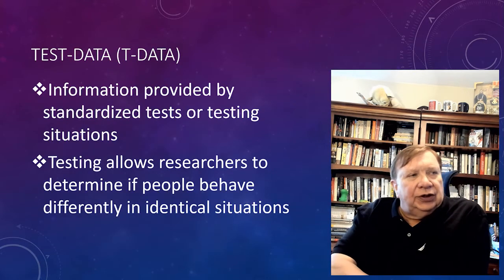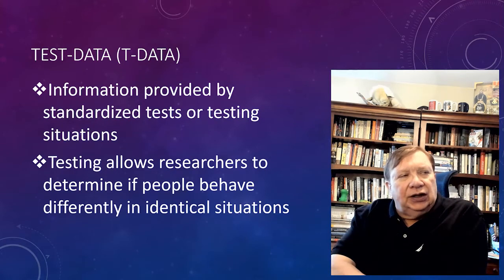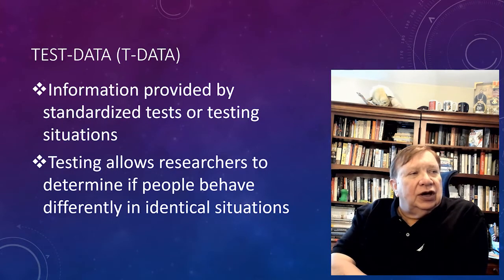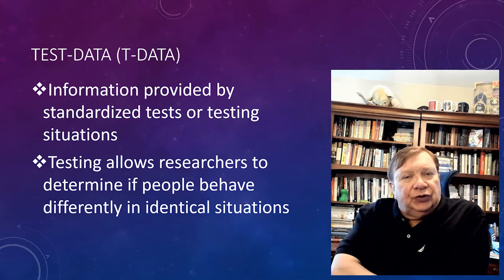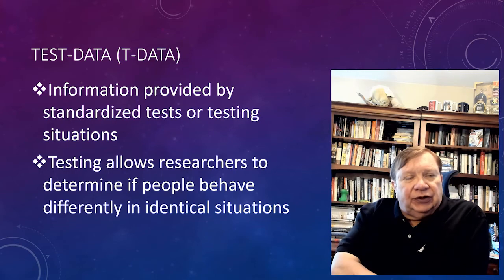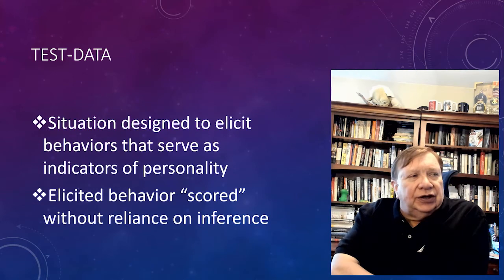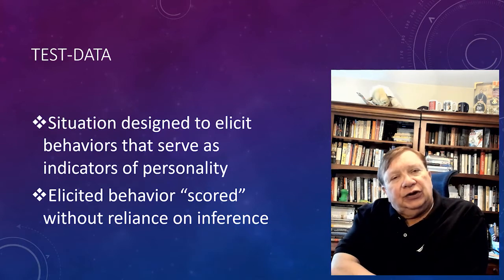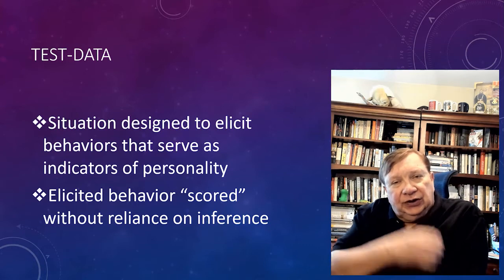So test data can be information provided by standardized tests and standardized testing situations. And the benefit of that is if you put individuals in the same situation, give them the same test, you can find out if they're going to behave differently, if you're going to get some nice individual differences there. So test data may be used to elicit situations that are indicators of personality. And we don't have to infer that personality is operating.